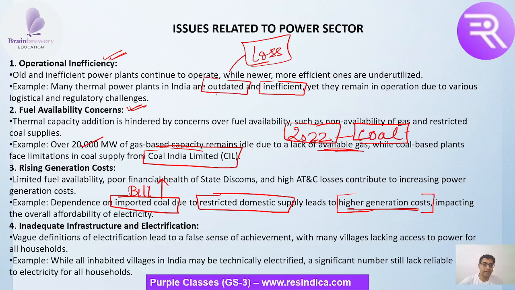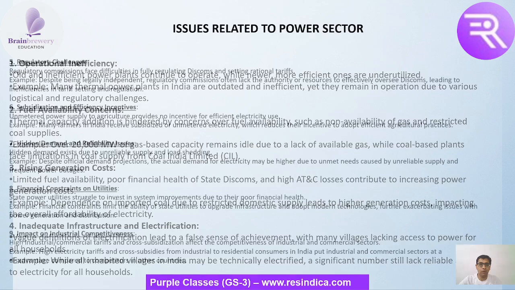Then inadequate infrastructure and electrification. There is an issue of proper infrastructure. If we go to various villages, last-mile areas, and even some towns, there are places with very obsolete line infrastructure. We don't have proper feeder houses, we don't have a proper supply mechanism, we don't have proper transformers and everything. So this inadequate infrastructure and electrification also hinders the power sector.